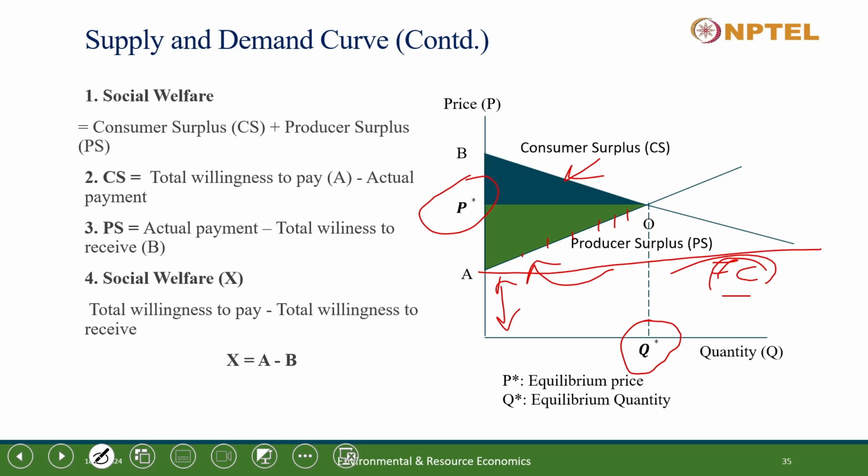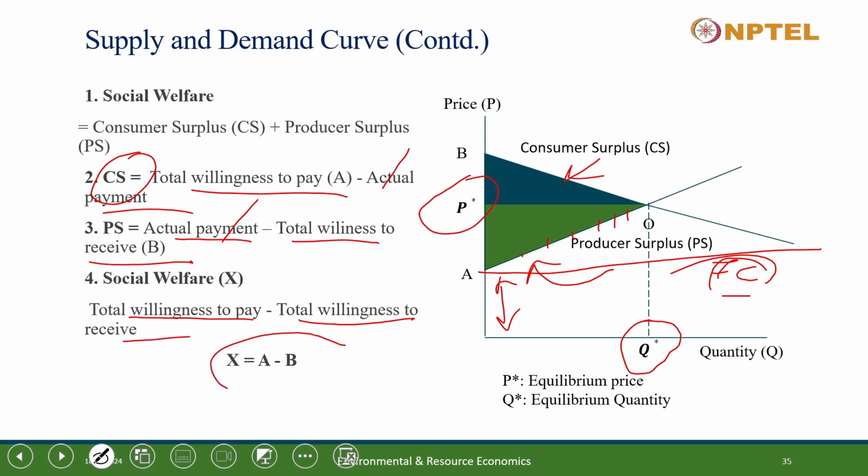Now, for social welfare, let's say that consumer surplus is total willingness to pay minus actual payment, right? And the producer surplus is actual payment minus total willingness to receive. So the social welfare, if I cancel the actual payment by adding consumer surplus and producer surplus, then I get total willingness to pay minus total willingness to receive, which will be my social surplus.